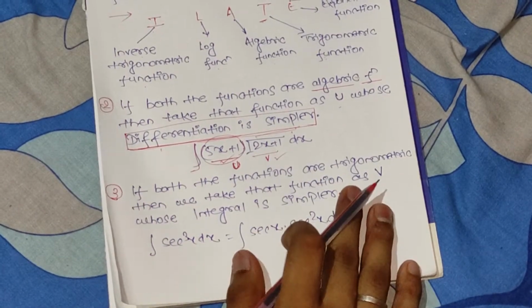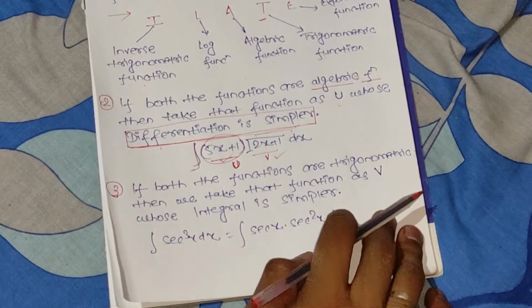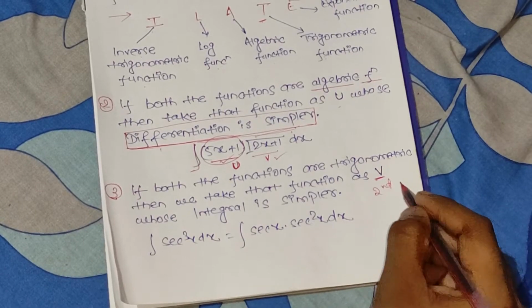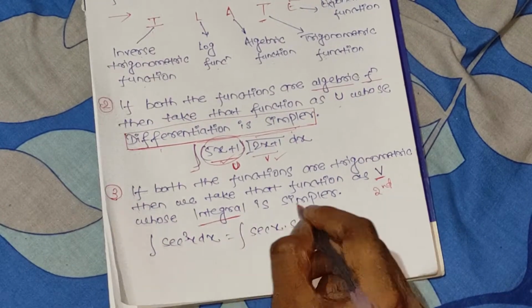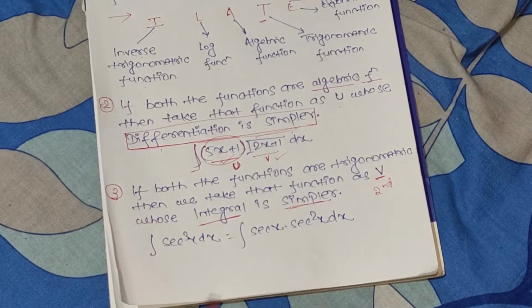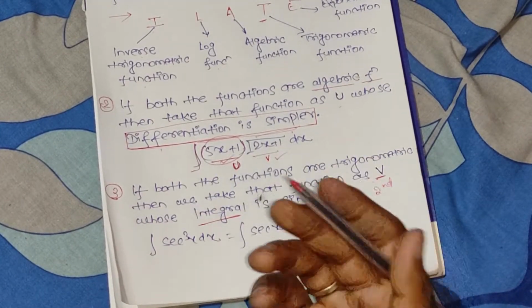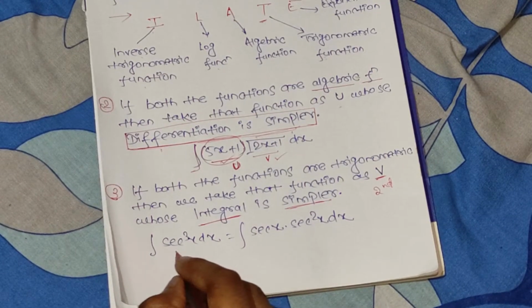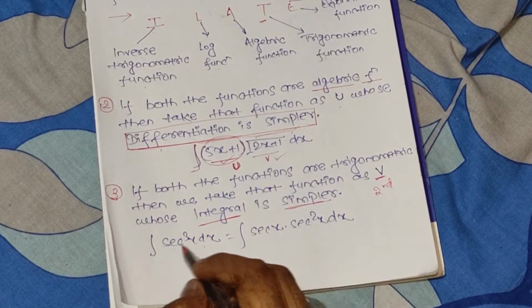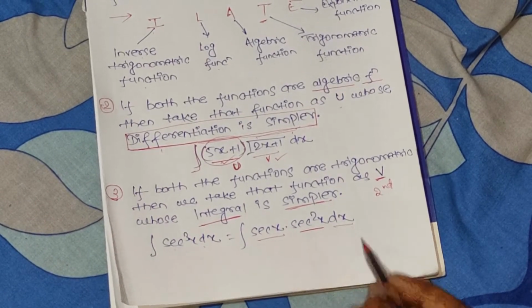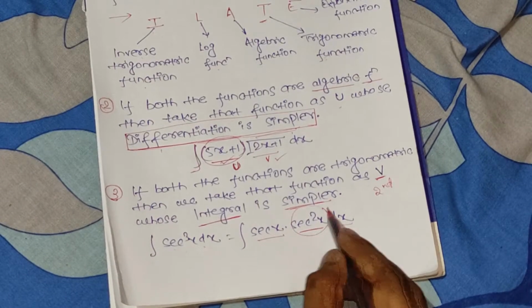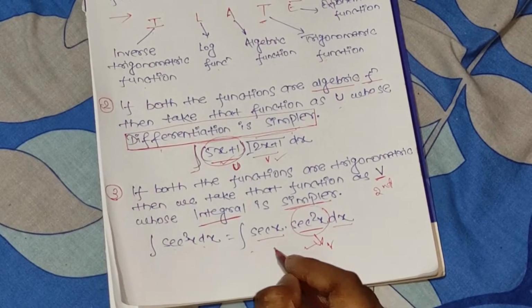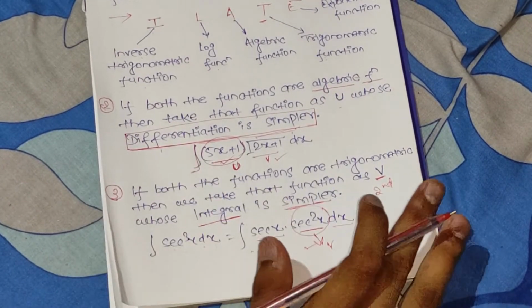Now if both functions are trigonometric, in this case you will take as v, the second function, the one whose integral is simpler. Whichever function has the simpler integration, you will take as the second function. Like here you have sec square x dx. You can write this sec x into sec square x dx. You know the integration of sec square is tan x. So this is much simpler than this. So this function becomes your second function and this is your first function. I hope it is clear now.